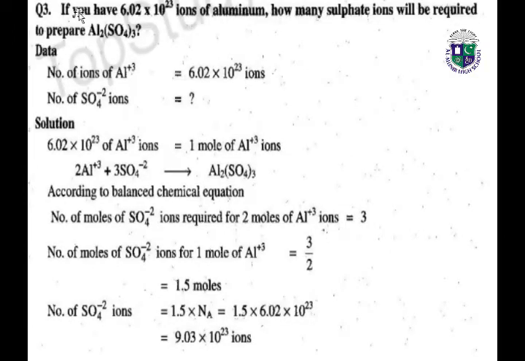Next, question number 3, if you have 6.02 into 10 with power 23 ions of aluminium, how many sulfate ions will be required to prepare Al2SO4?